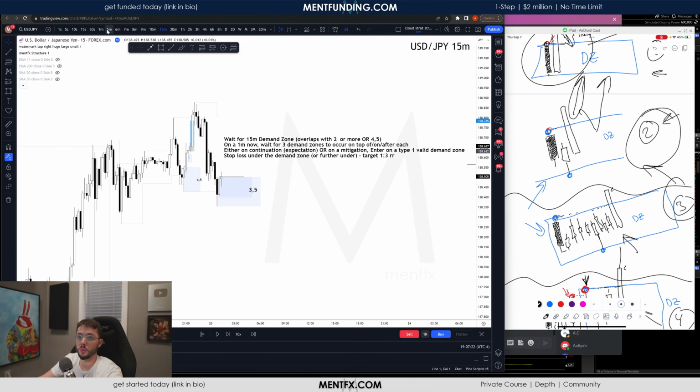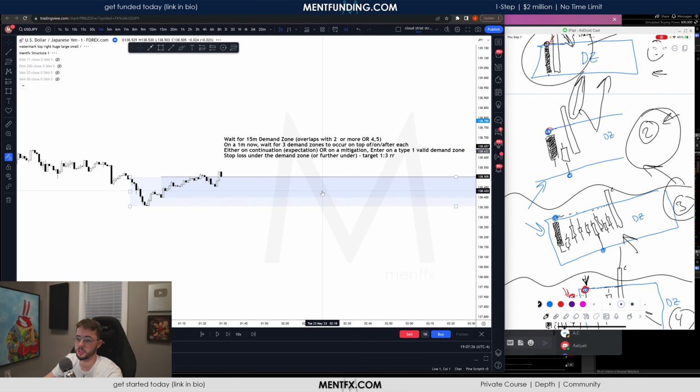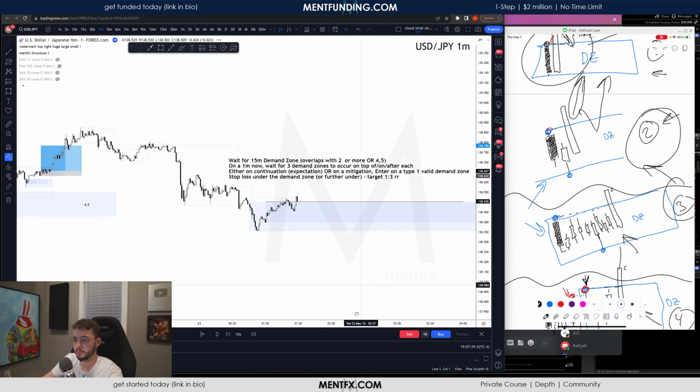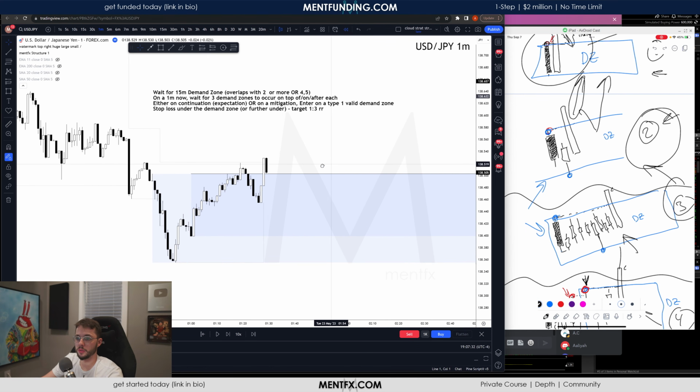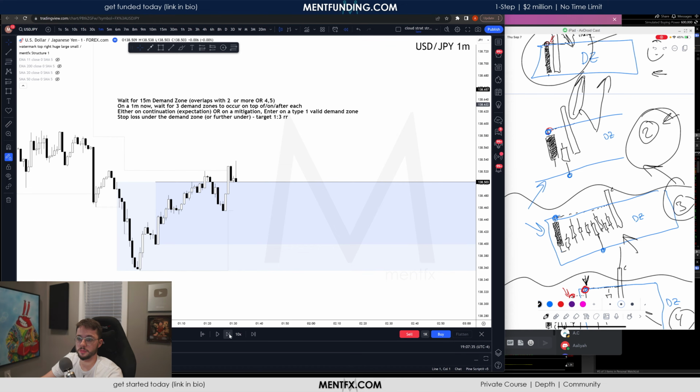So on a 1 minute, what do we know? We are waiting for at least 3 demand zones to occur basically on top of each other. So let's see if we can find something like that, okay? So very simply, we're just gonna wait now for some kind of up move. So let's wait for that, okay? So we have an up move.